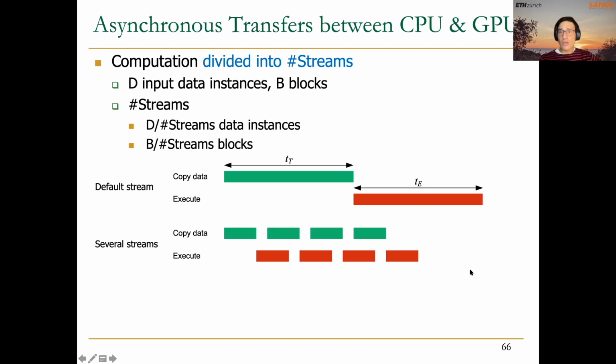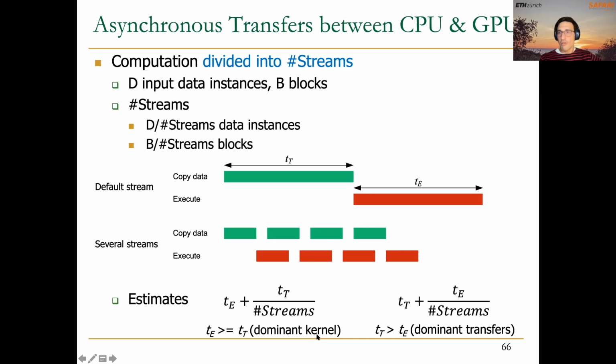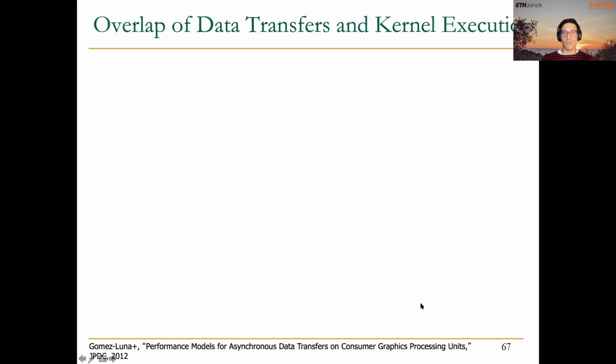And we are saving a significant amount of time. Actually, we can even estimate what's going to be the final execution time when we are using a certain number of streams. Here you see a couple of rough estimates that will give you an idea of the overall execution time in case that we have a dominant kernel, which means that the execution time of the kernel is greater than or equal to the data transfer time, or when we have dominant transfers, where the transfer time is higher than the execution time of the kernel. In one case, we will have the kernel hiding most of the data transfers, while in the other case, we'll have the data transfers hiding most of the execution of the kernel.